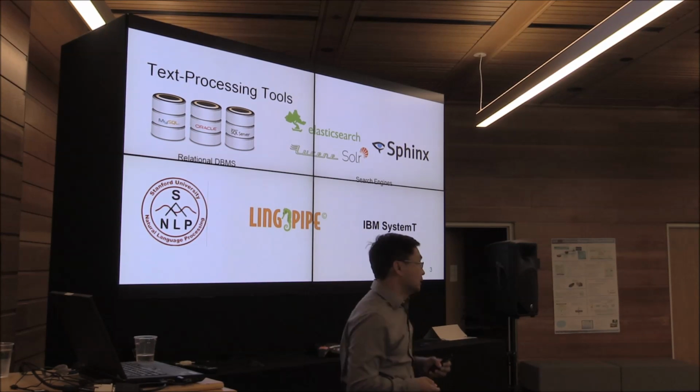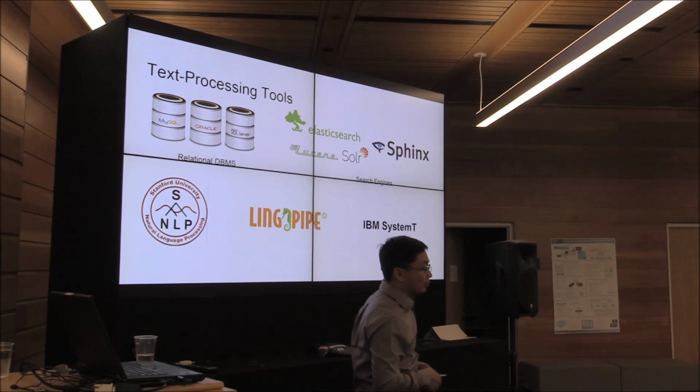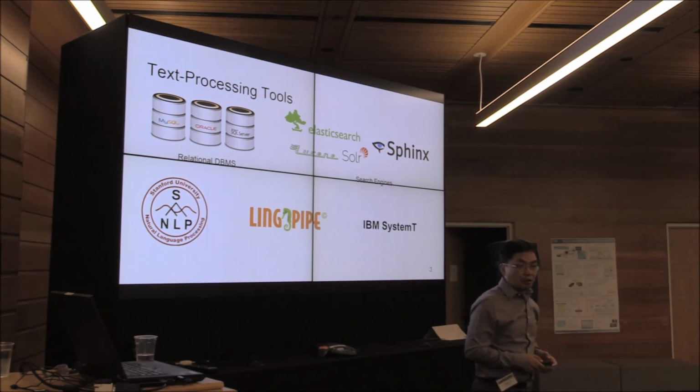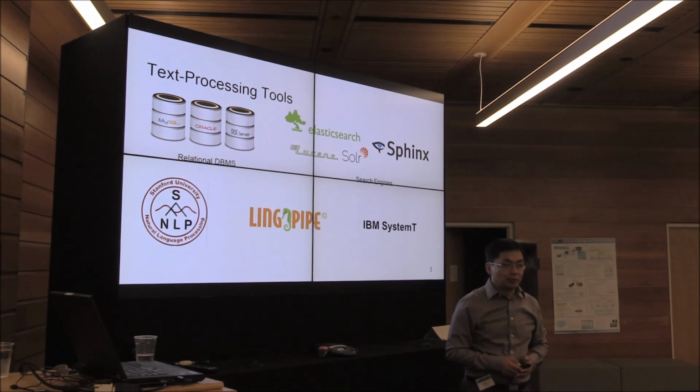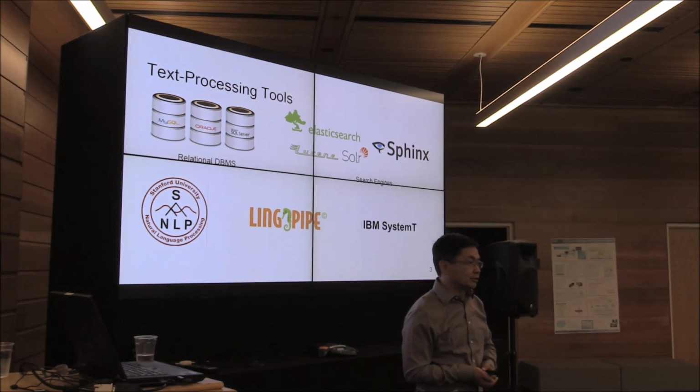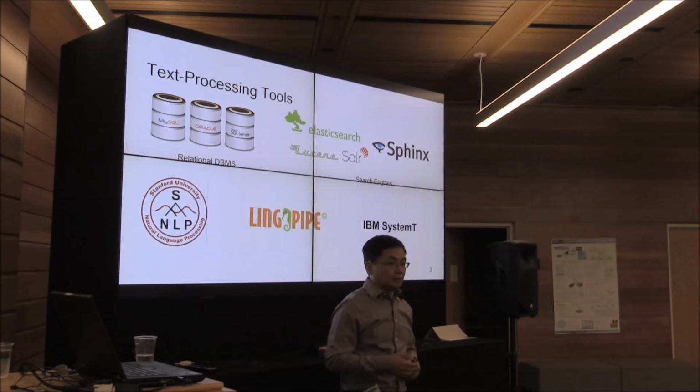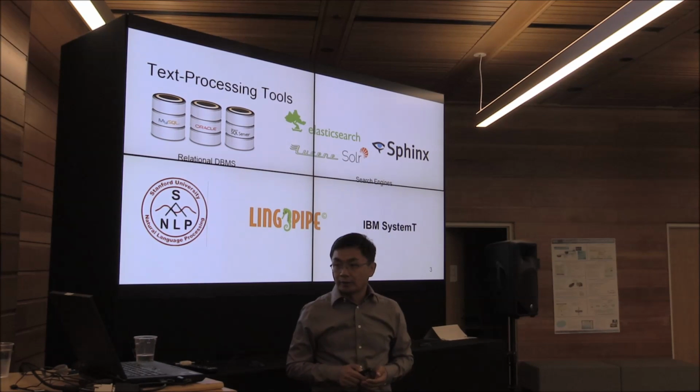Here I only list one of them, like Stanford NLP, but there are other tools available on the market. And then LingPipe is one more package for doing text processing. And then IBM here, you have a project on System P, and our work is partially motivated by your work as well. Okay.